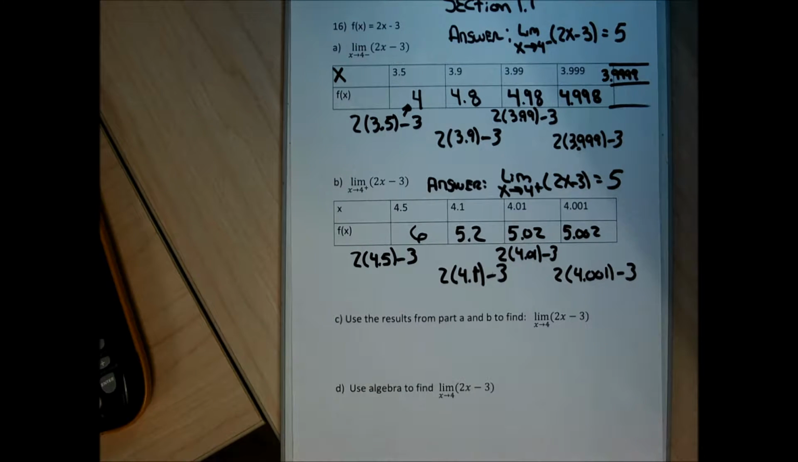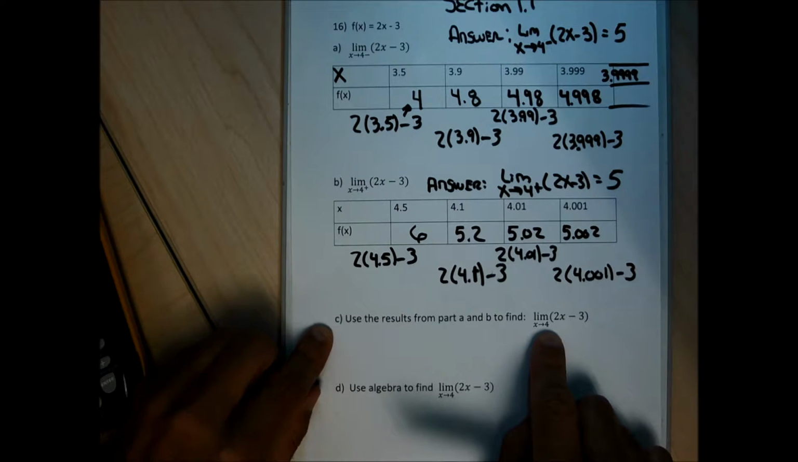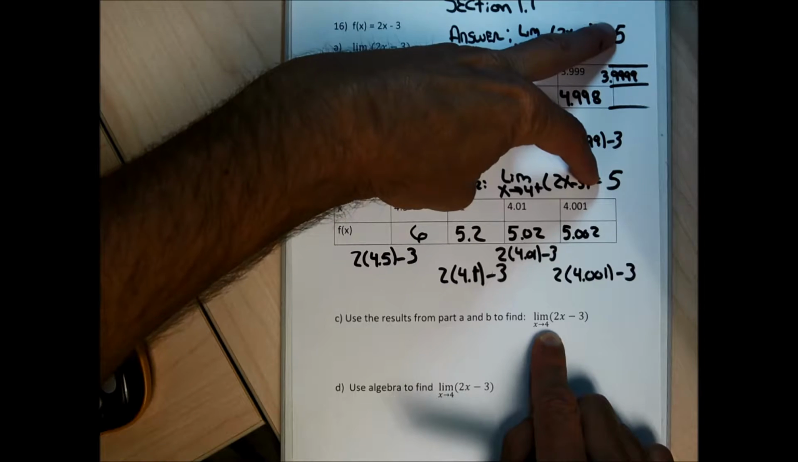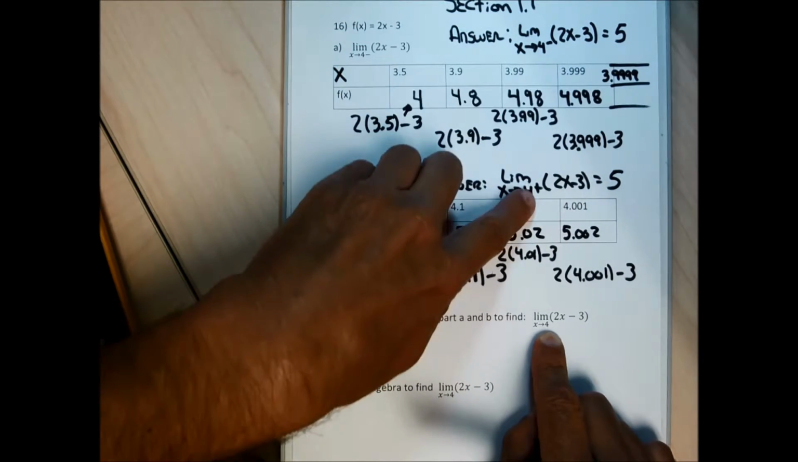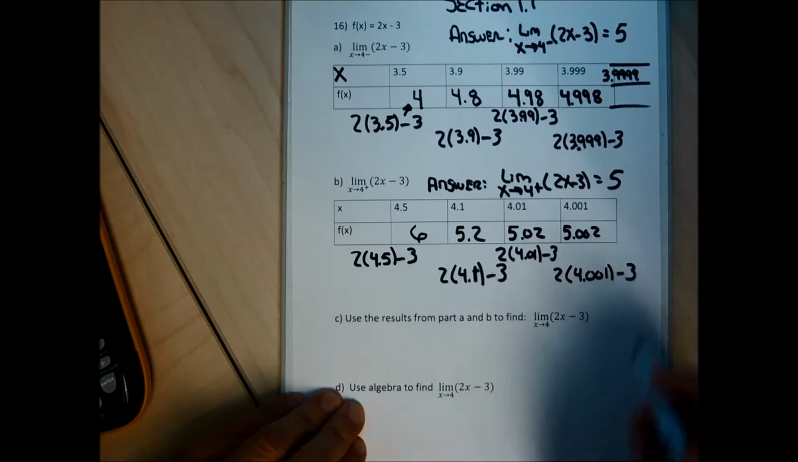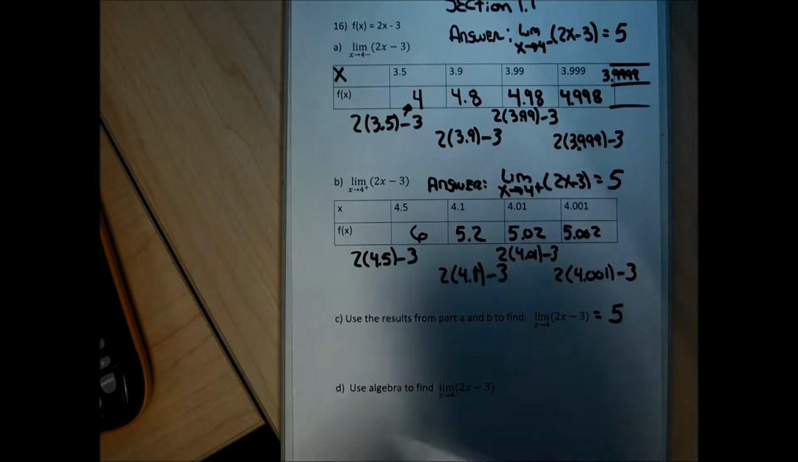So I don't have a table for any of the other parts of question 16 because I won't need it. Part C wants me to find the two-sided limit, and a two-sided limit either doesn't exist if the left and the right-hand limits are different numbers, or it exists and it is what the left and the right-hand limit are. Because the left-hand limit is 5 and the right-hand limit is 5, the two-sided limit is 5. So that's the table approach of finding a limit.